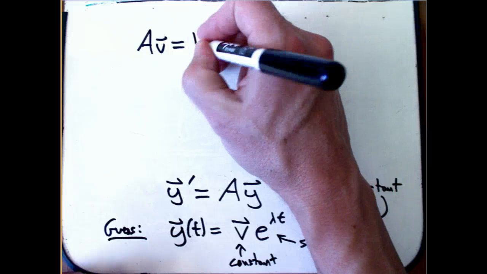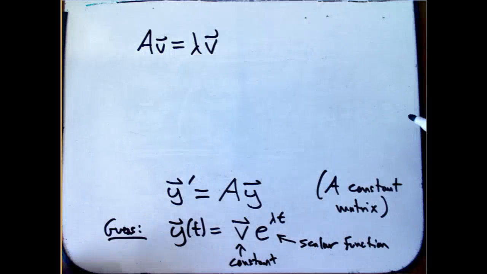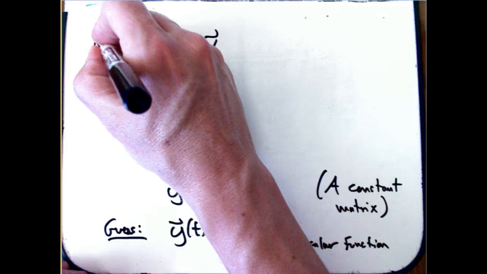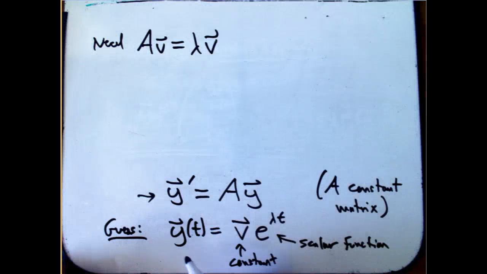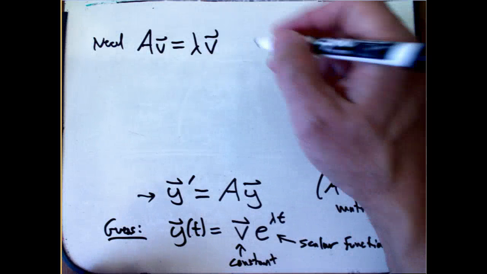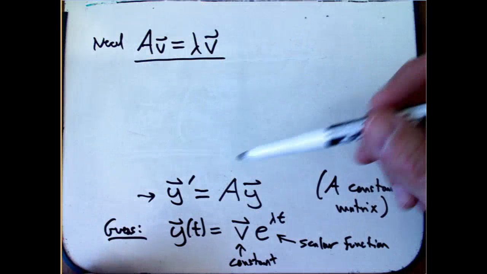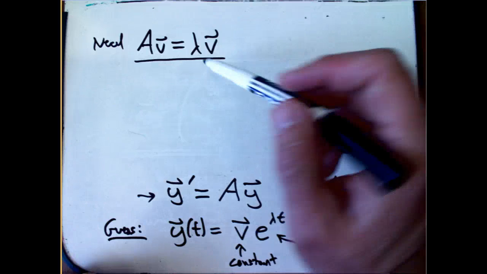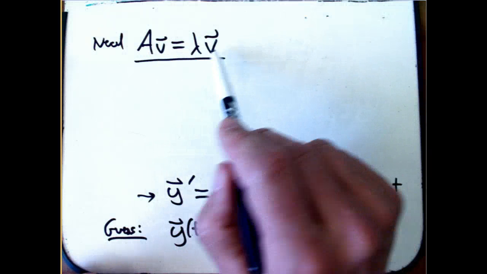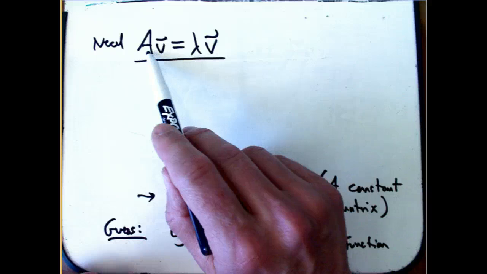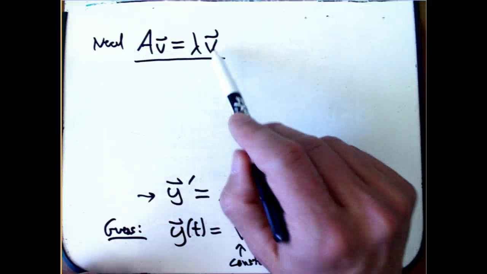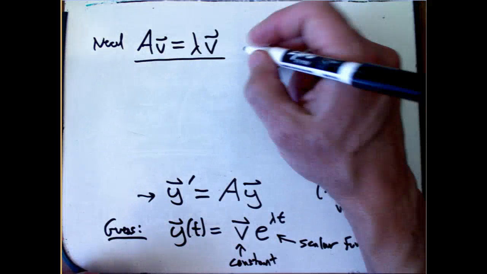here's what needs to be true for this to work. When you plug it into this equation, try it, it's not super hard. You need a purely algebraic fact about how v and lambda relate to each other: Av equals lambda v, so that when you put the vector v into A, it doesn't change direction. All it can do is scale, and it has to scale by exactly that number.